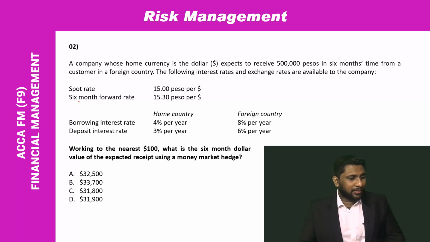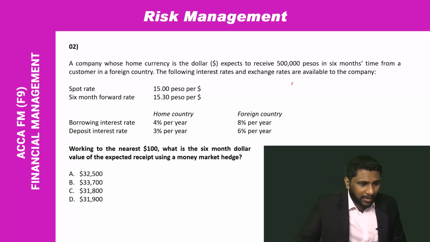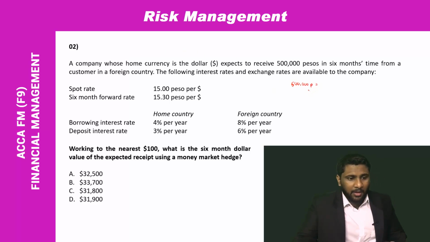They are asking us to find out the dollar receipt which we are going to get in another 6 months' time. So what you have to understand is, if you are going to get 500,000 pesos in 6 months' time, we should have a loan of 500,000 pesos in 6 months' time. We use the receipt from the customer to settle that loan. So in 6 months' time, you should have a peso loan of 500,000. That is step number 1. So in order to have a 500,000 peso loan in 6 months' time, how much is the loan that I have to obtain today?